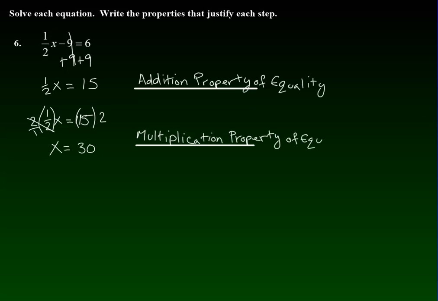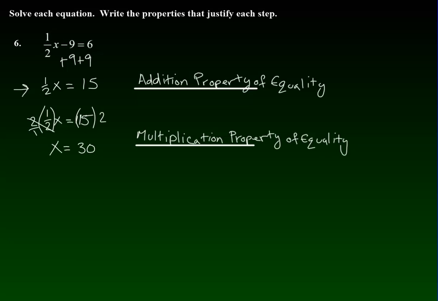So this time we start off by adding 9 to both sides to get rid of this negative 9. And that leaves us with 1/2 x equals 15. And that's the addition property because we added.